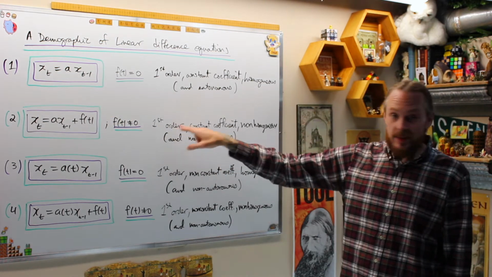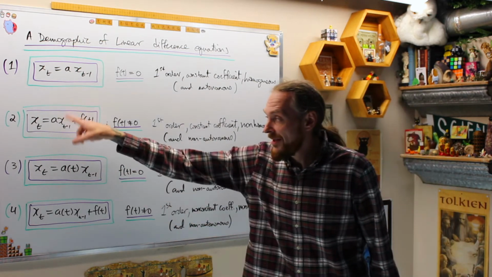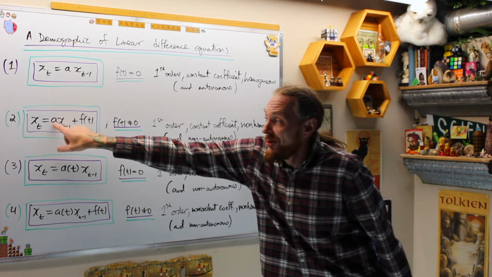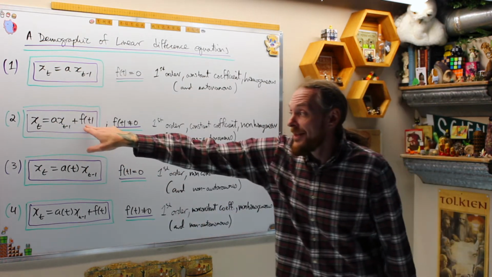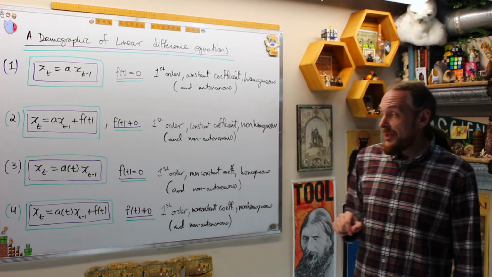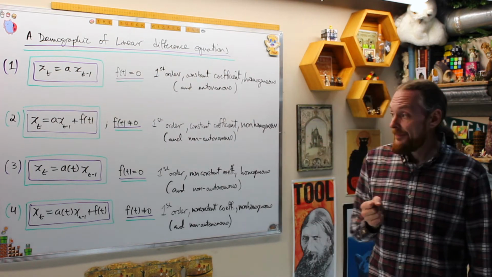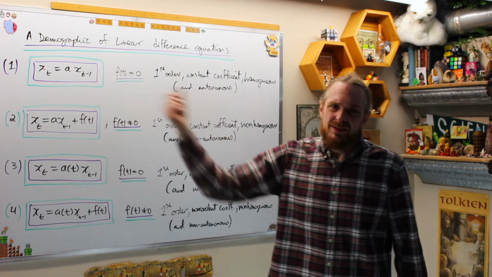As always, I'm just going to drill it into your head because first order means there's only one of these guys. There's no more of them. This is going to be first order constant coefficient. That's still a real number, but now this guy is not 0, so this will be non-homogeneous, and this is of course non-autonomous now because we have functions of time, unless that's a constant function, but either way.